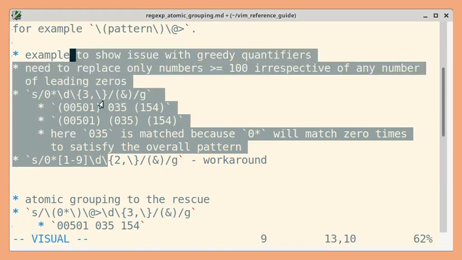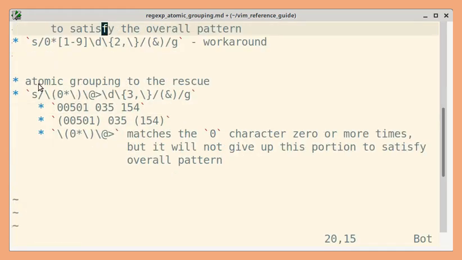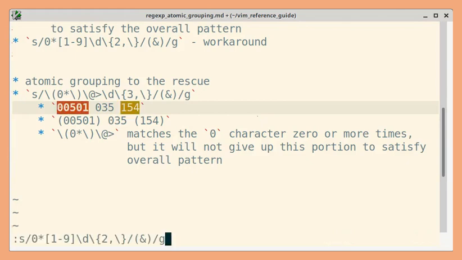Instead of all this, we can also use atomic grouping. So let's go back to the first solution. So this is where we faced an issue because 0 star gave up the characters it has matched for this pattern. So now we need to protect this sub pattern from giving back the digits it has matched. So we'll make this an atomic grouping.